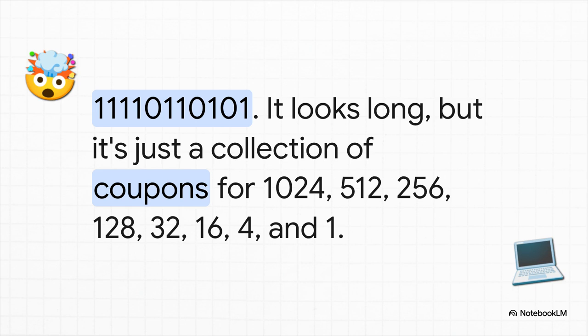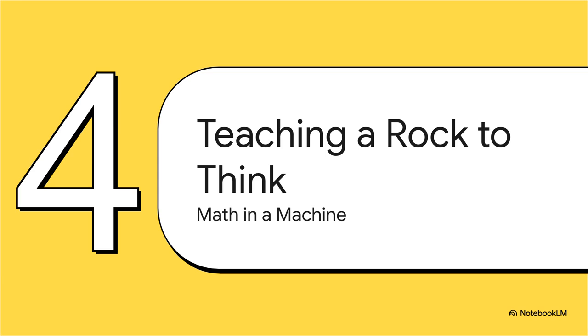And when you add them all up, you get 1973. Okay, so we can write numbers in binary. Big deal, right? That's great for us humans. But how in the world do we get a machine, which, let's be honest, is basically just a rock that we tricked into thinking, to actually do math with them?